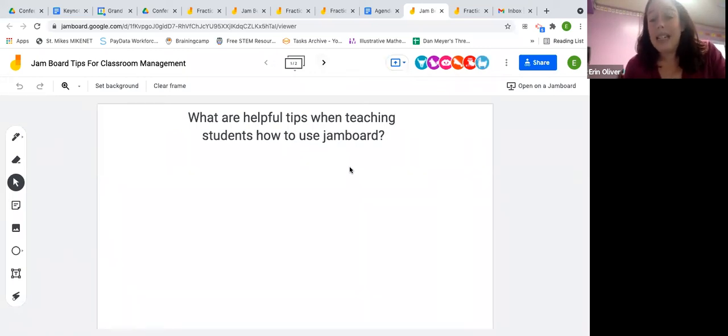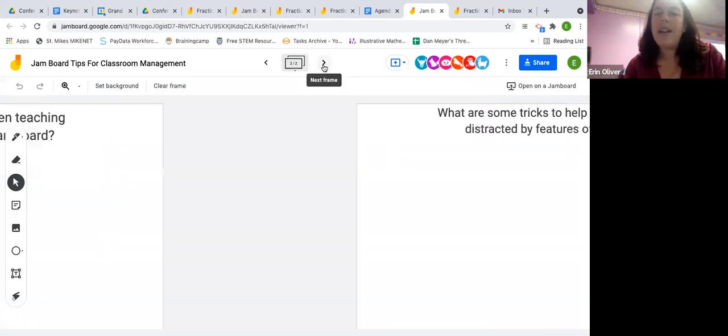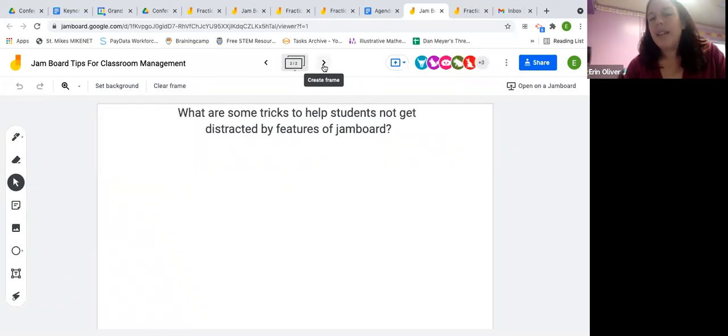What are helpful tips when teaching students how to use Jamboard? So there's an instruction that needs to happen for them to be able to use this tool. So what are some tips there? And on the second slide, what are some tricks to help students not get distracted by the features in Jamboard? So I'm going to give us 4 minutes to populate this Jamboard with some of our own experiences, or just even from experiencing it tonight, what are you thinking about in terms of helping students learn how to use it and helping students not get distracted by its features?